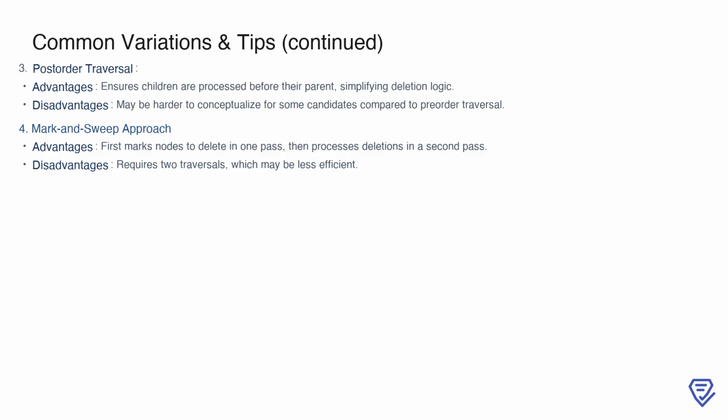Another strategy to consider is the mark and sweep approach. With this technique, you first mark the nodes to delete in one traversal, then process the deletions in a second pass. While this method can be easier to reason about, it requires two traversals of the tree, which may be less efficient than handling everything in a single pass. Understanding these trade-offs and being able to choose the right approach for the problem at hand is essential for both solving this problem effectively and demonstrating your thought process in interviews.